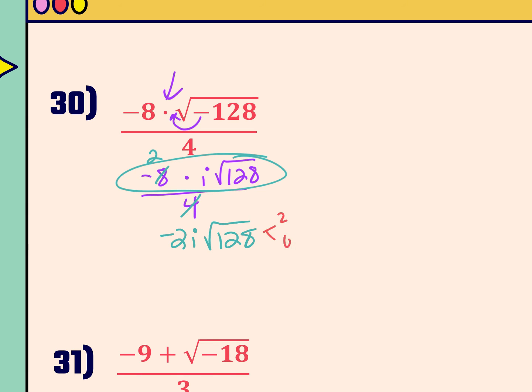That's 2 and 64, which is 8 and 8. So the 8 repeats. I can bring it to the outside, multiply it times the negative 2 that's there, and I get negative 16i. The only thing left under here is square root 2.